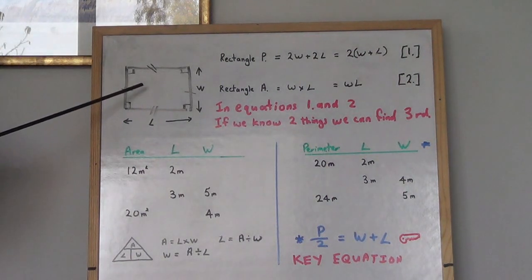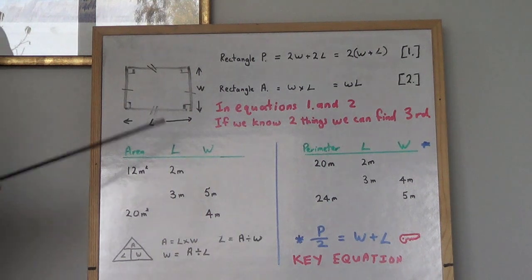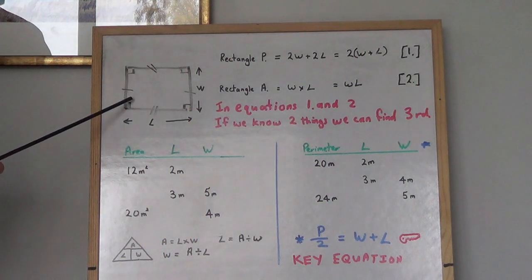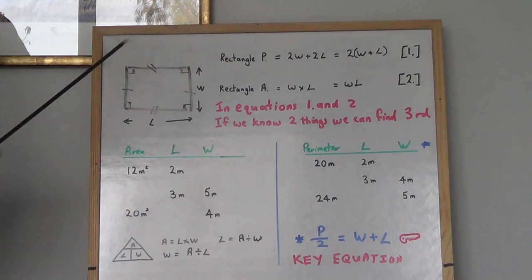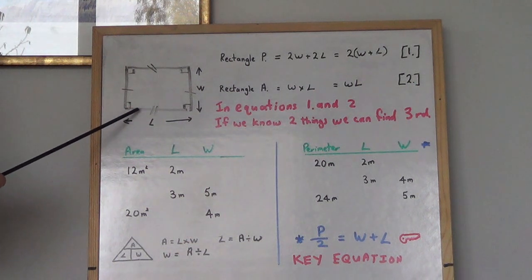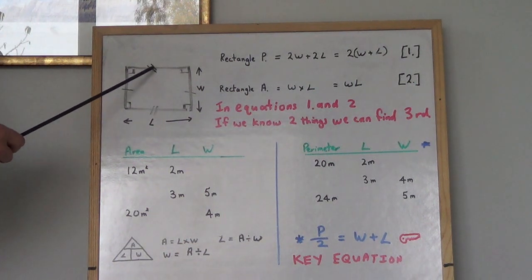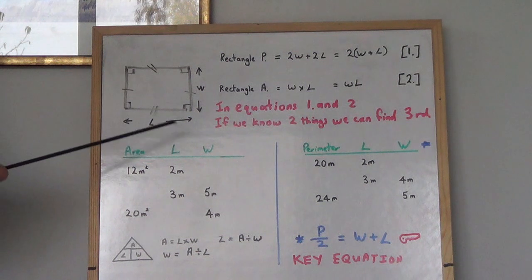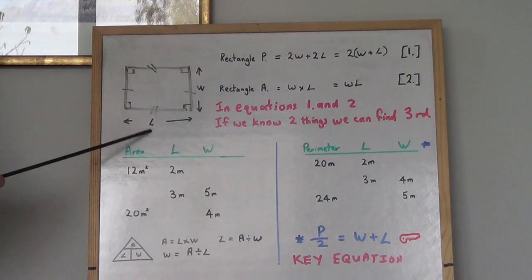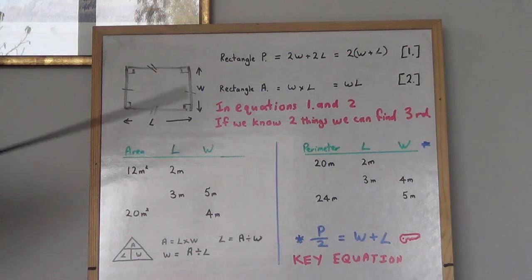Right, over here we have a rectangle. We know it's a rectangle. It's got these angles here, which are right angles. The lengths of the opposite sides are equal, and those two lengths are different. That's the width and that's the length.